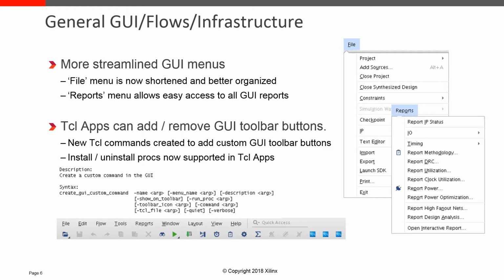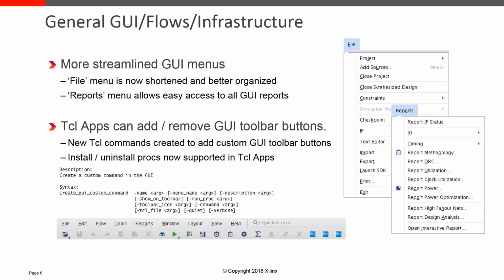2018.1 GUI offers more streamlined menus. The File menu is rearranged and subcategories were added to shorten and improve its logical organization. In addition, users can now easily access all GUI reports under the Reports menu.